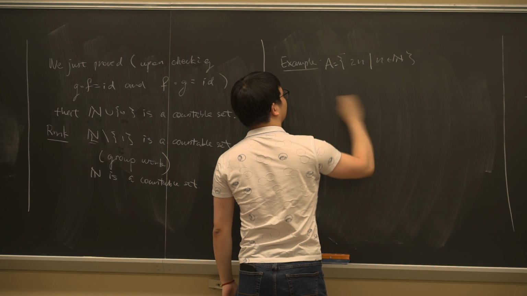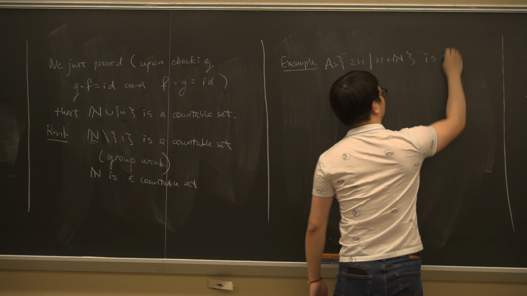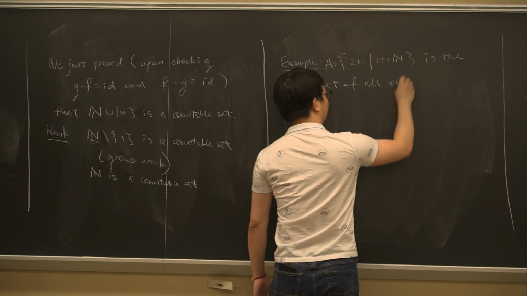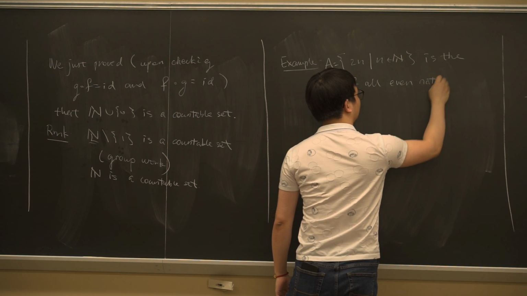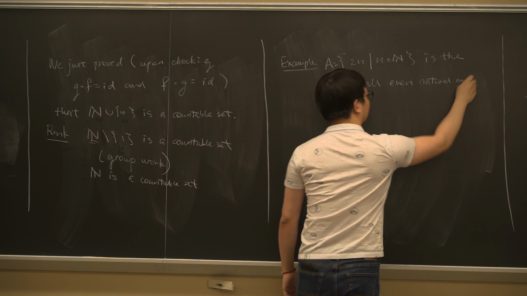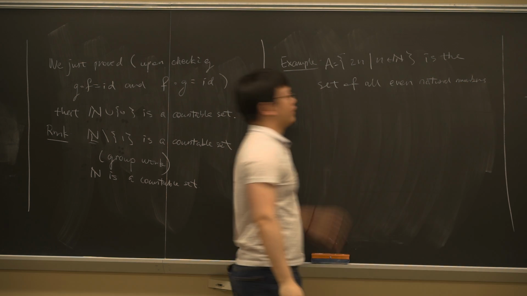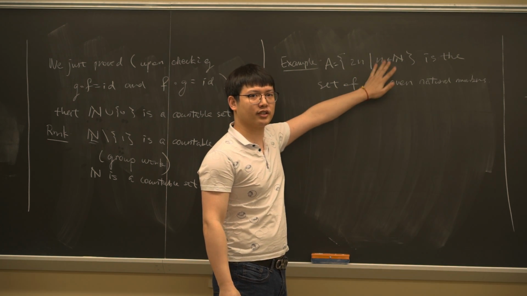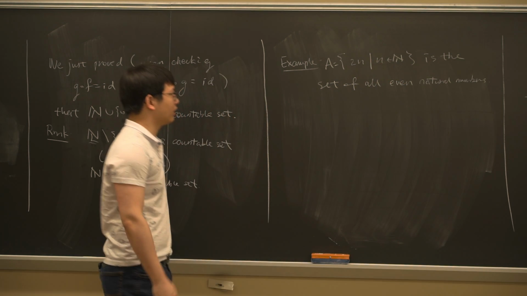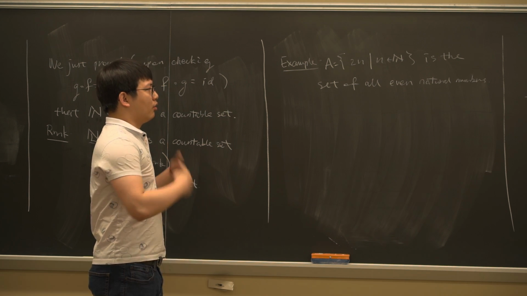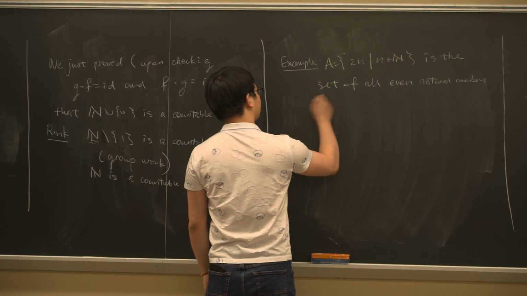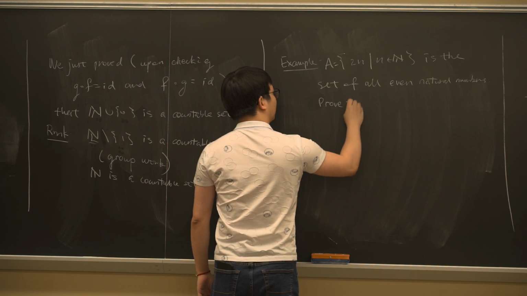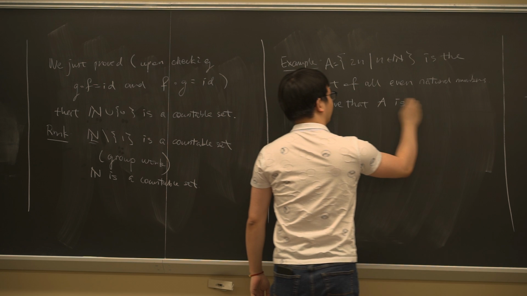I'll call this A. So this is the set of all even natural numbers. Right, this contains, see, like N is the natural numbers, so we have like 2, 4, 6, 8, all these elements. Okay. And we're trying to show the claim here is, prove that A is countable.